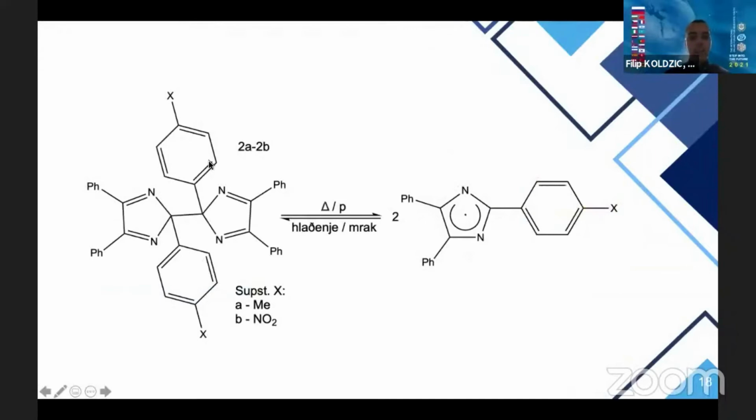Here's what happens. We have these biimidazole derivatives, and when we apply either pressure or temperature or light, there is a homolytic dissociation of this bond, and we get 2 radicals, which then absorb light of different wavelength other than the original molecule, and these are the species that are responsible for the different coloration.